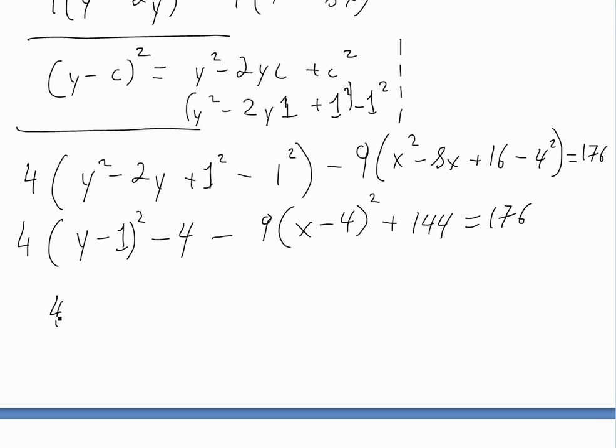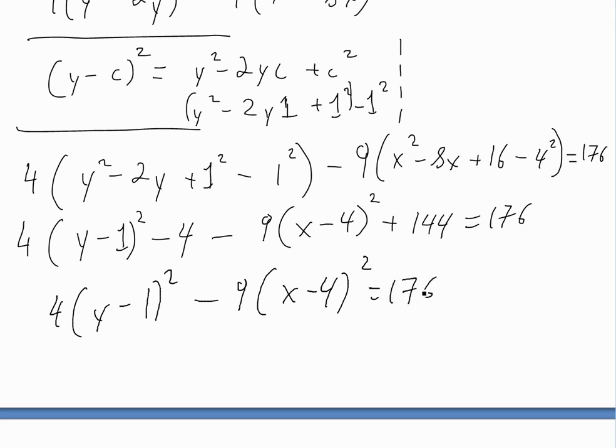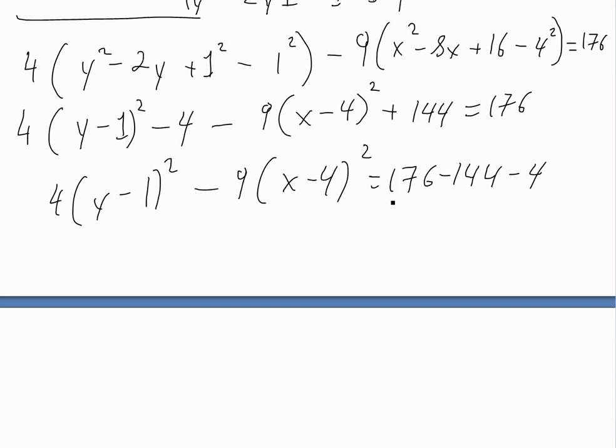So now we're going to have basically 4 times y minus 1 squared minus 9 times x minus 4 squared equals 176. We're just shifting it all here. Then 144 minus 4, this is going to be plus 148. So negative 144 plus 4 is 140, and then the difference is going to be 36, so this is actually just 36.